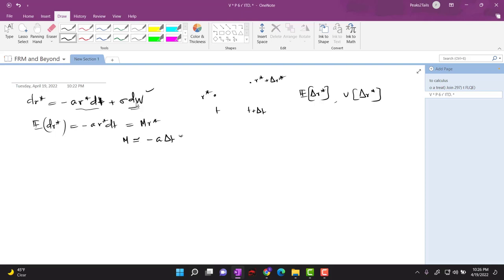But let's derive the exact value of the expectation and variance if delta t is not small. And then we can approximate what happens if delta t tends to zero. We can do that later on. So looking at this dynamics, I can take the R star term on one side. This is equal to sigma dW. Now this looks like a first order differential equation, okay?